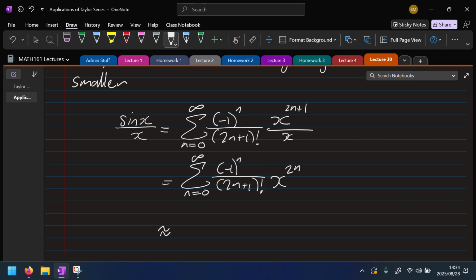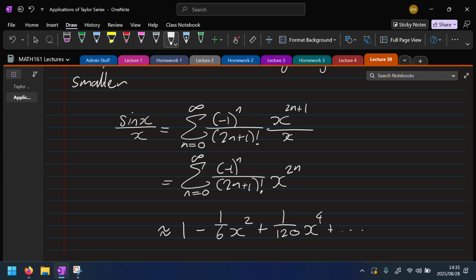So this is going to be approximately equal to, and we'll write out a few terms, 1. When n is 0, we get 1. Minus 1 over 6 x squared plus 1 over 120 x to the 4, and so on. There are some other terms. But again, keep in mind, x is small. Now, if x is small, x squared is going to be even smaller. x to the 4 will be even smaller than that. Every term afterwards will be smaller than the previous term.